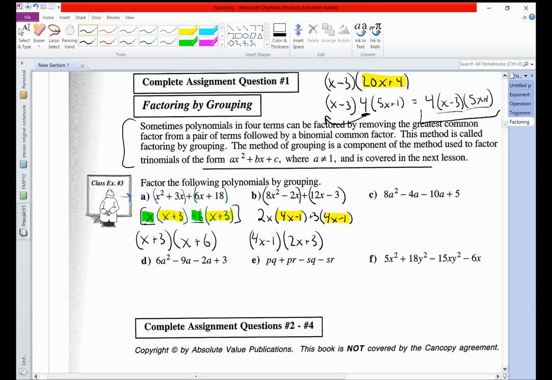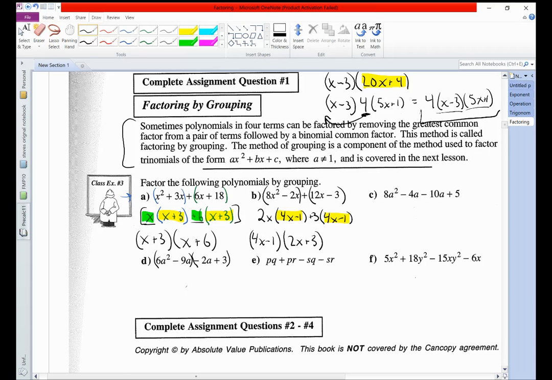Let's look at D. I'll do D and I'll do F, and then we'll go from there. With D, we're going to split it into groups: 6a squared minus 9a, and we have 2a plus 3. Actually, you should maybe group it with that negative sign in there. We haven't dealt with one with a negative sign, but it's going to be easier to deal with that negative sign if we group it in.